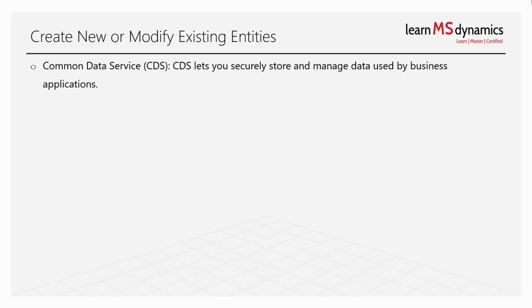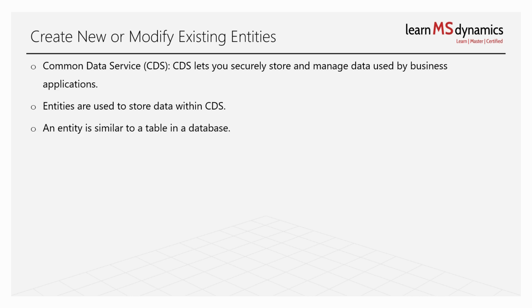So first let's understand what is Common Data Service, and then we'll see what exactly entities are in CDS. So CDS or Common Data Service lets you securely store and manage data used by business applications. Now please note that CDS is not just a traditional database, it gives you a lot more features than a traditional database. And entities are used to store data within CDS or Common Data Service. So if you consider CDS as a database, then you can consider an entity as a table.